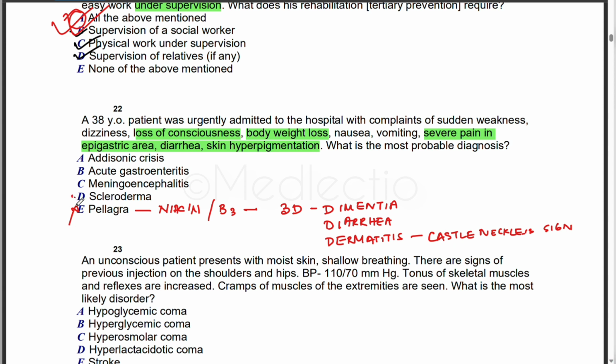For scleroderma, what happens in scleroderma? You will have joint involvement, then you will have GI issues, hand swellings, and narrow blood vessels due to calcium deposits. So nothing here like this either.